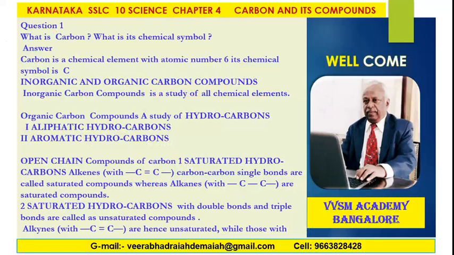Well, friends, question number 1. What is carbon? What is its chemical symbol? Answer: carbon is a chemical element with atomic number 6. Its chemical symbol is C.